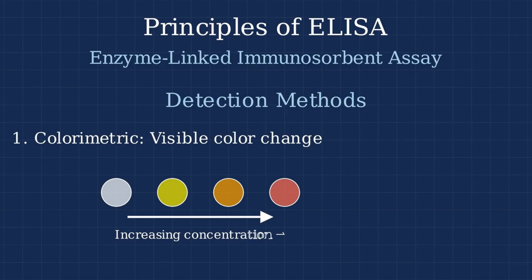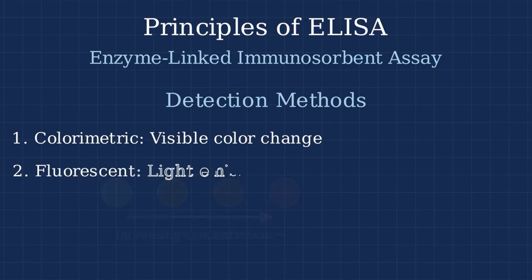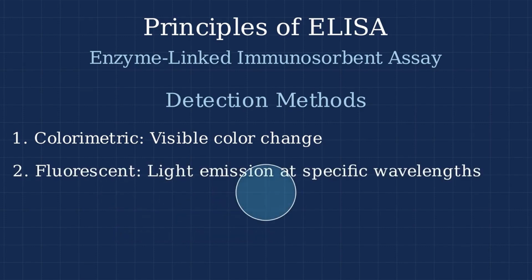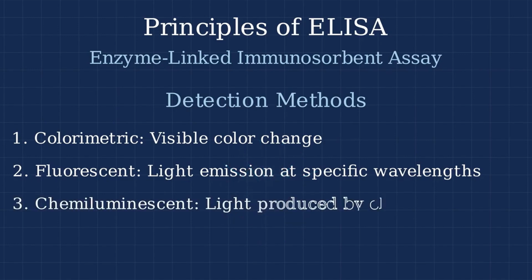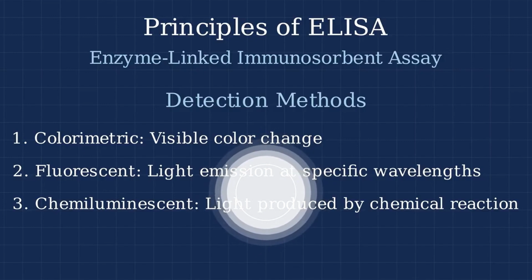Colorimetric detection involves a visible color change with intensity proportional to the analyte concentration. Fluorescent detection uses fluorophores that emit light at specific wavelengths when excited. Chemiluminescent detection captures light produced directly by a chemical reaction, offering high sensitivity.